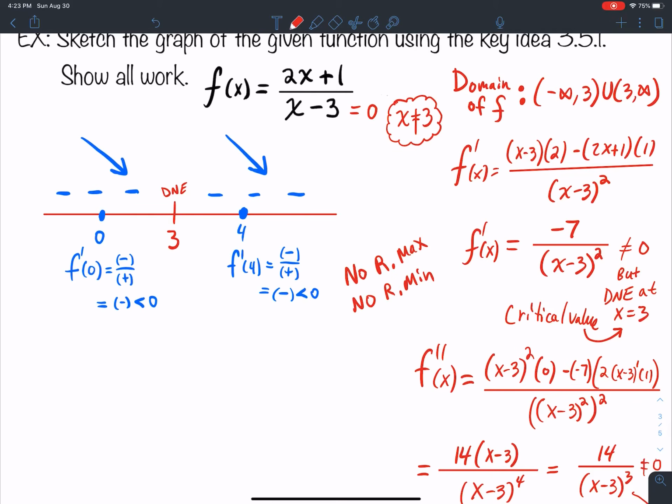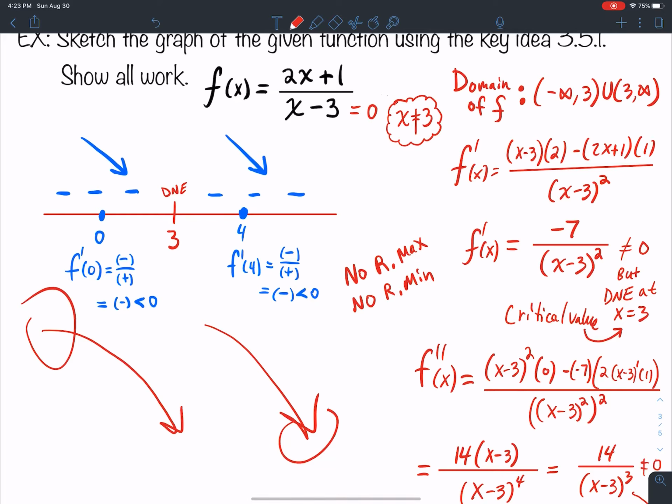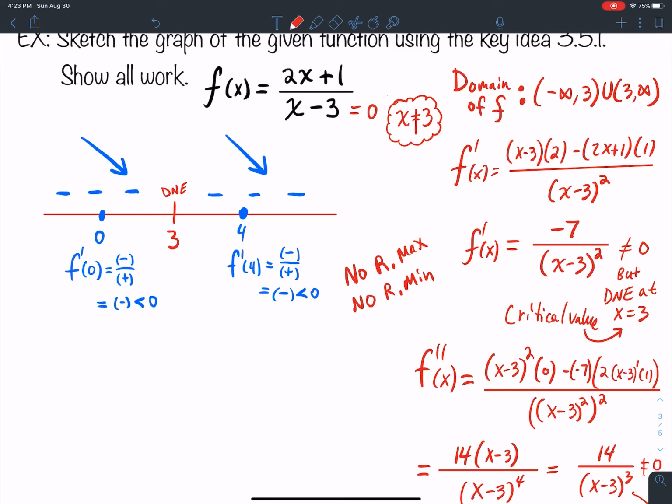Because if you think about it, you have a function that's going down all the time, and then you take a break, and then you still go down. There's nowhere where this is like the top or the bottom, because there's no change in direction from increasing to decreasing. Okay.